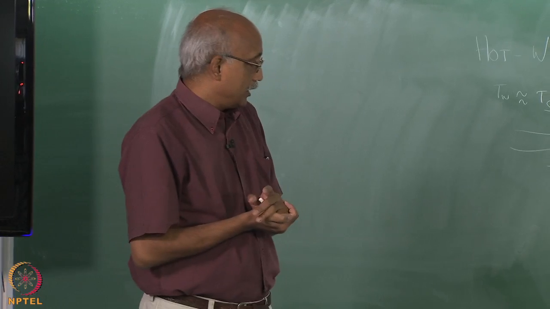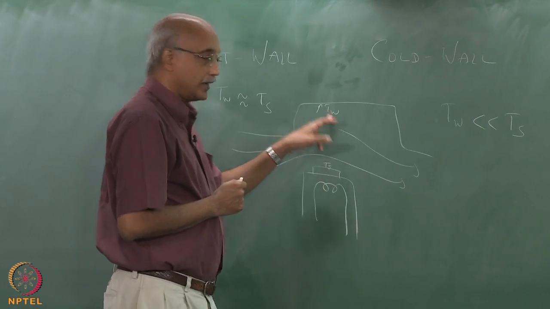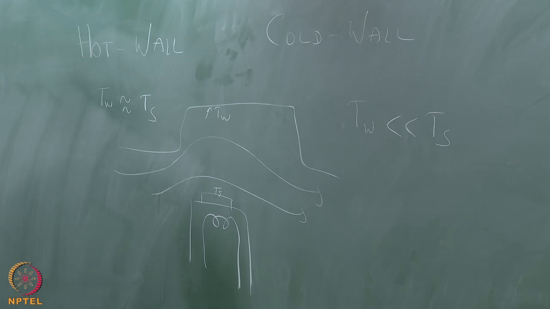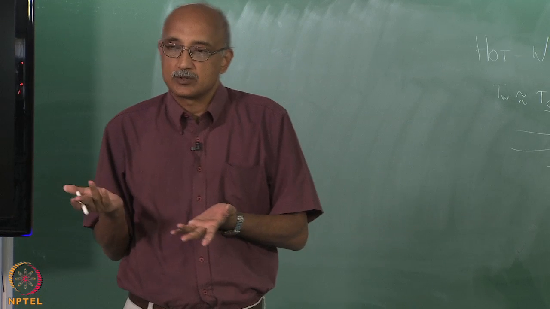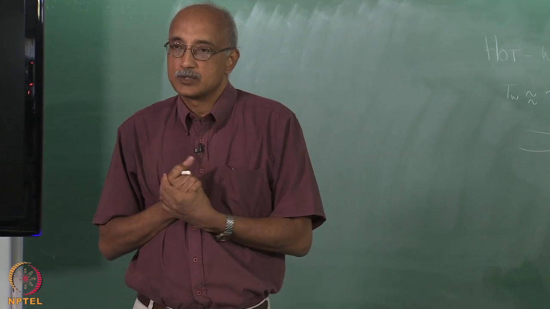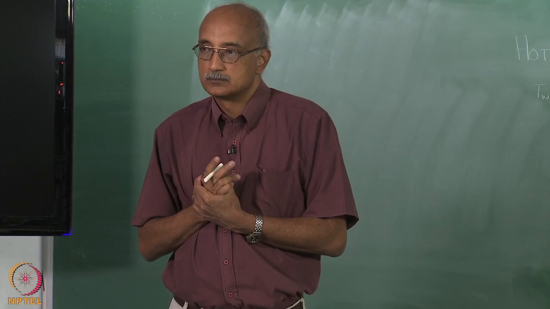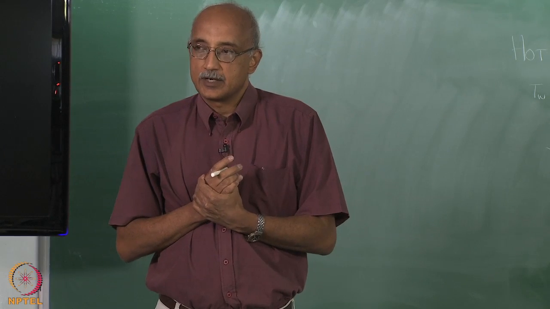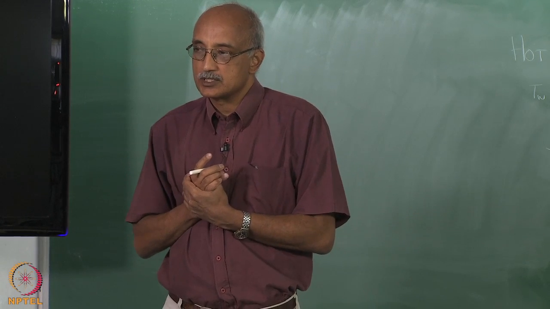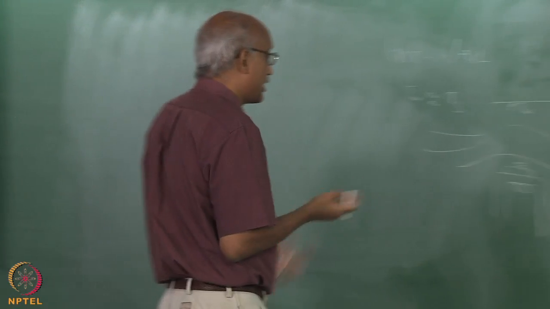When you have a case where TS is much greater than TW, in other words, a hot wall case, what happens from a flow dynamics viewpoint? What do you expect will happen? Do you think that will have an influence on how flow happens? So, there will be a big density gradient, right? The gas that's closest to the substrate will be much lighter than the gas that's far away. So, essentially what would happen?